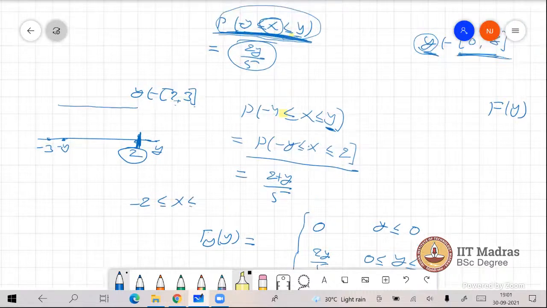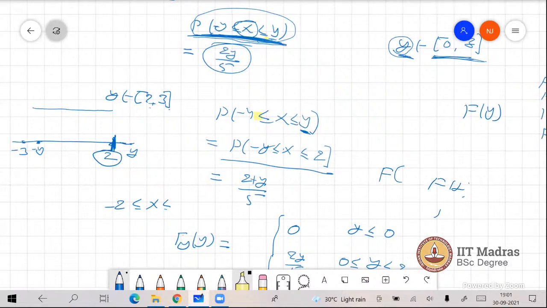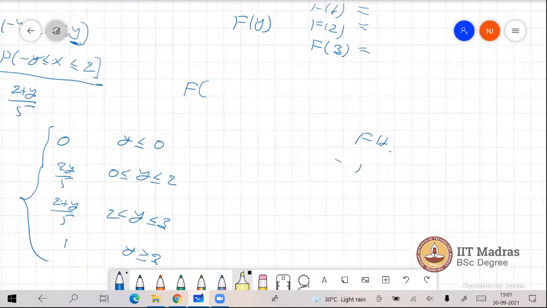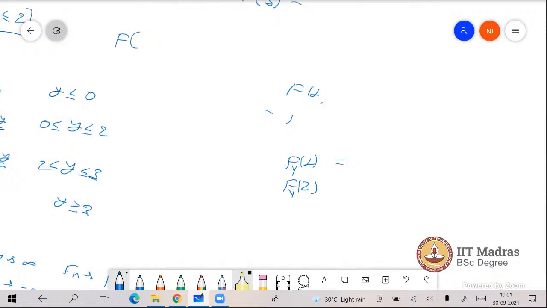No, look here. Let's say I'm finding F of 1 and F of 2.5. So let's say these are two points, and I need to find out this for y. So what is F of 1? This is just the same as P of y less than or equal to 1, right?